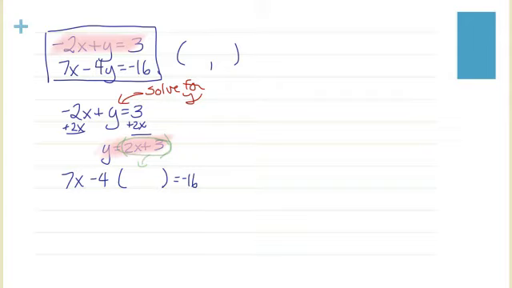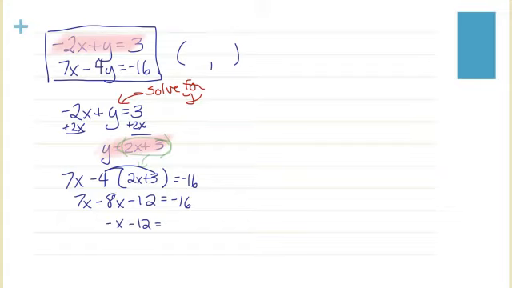So we have not -4y, we have -4 times (2x plus 3), because that's what y is equal to. So now, just like before, it's going to be the same steps. Usually these are going to be the steps. We're just going to distribute. We got -4 times 2x is -8x. -4 times 3 is -12. Getting ahead of myself. And then combine like terms. So we have -x minus 12 equals -16. Add 12 to both sides.